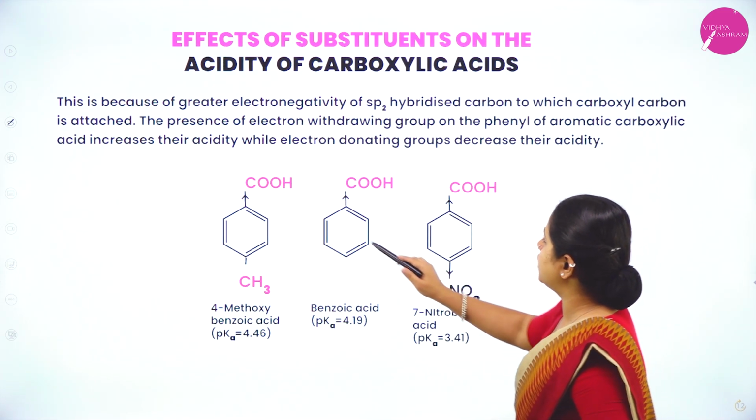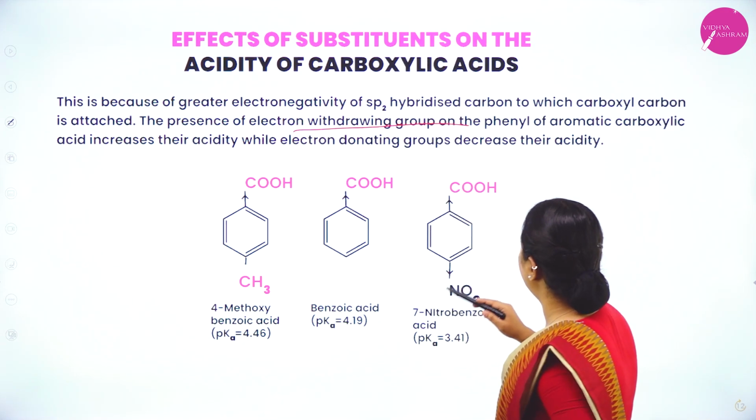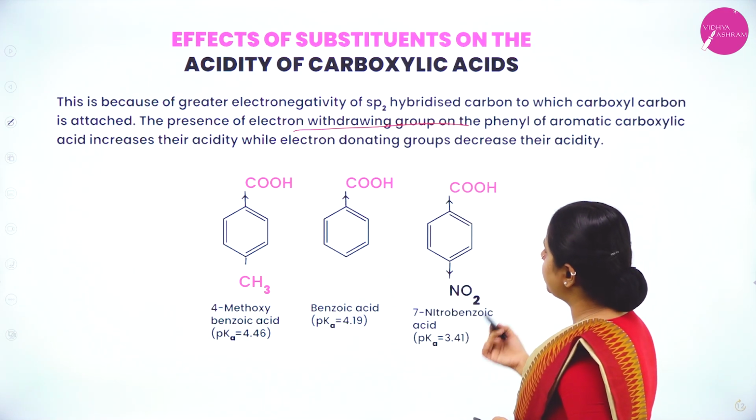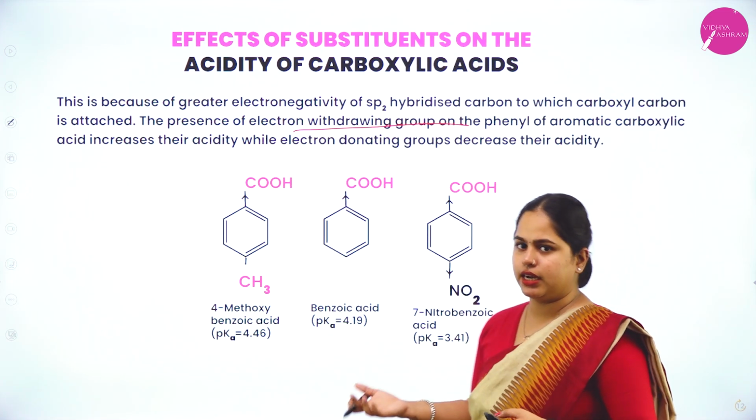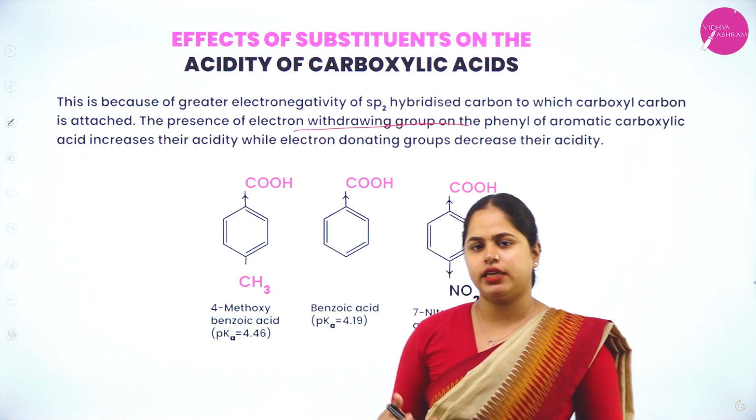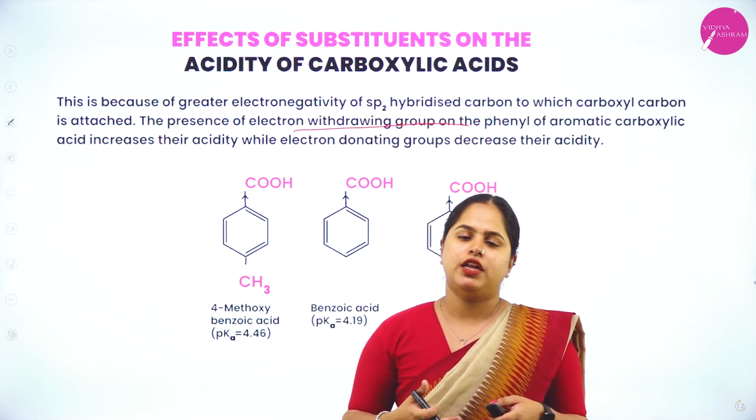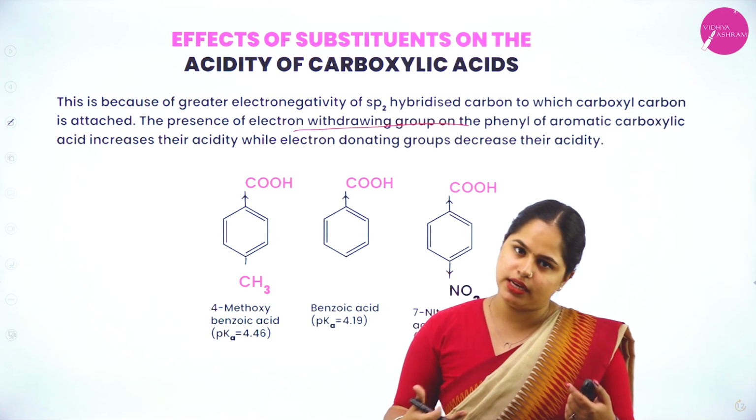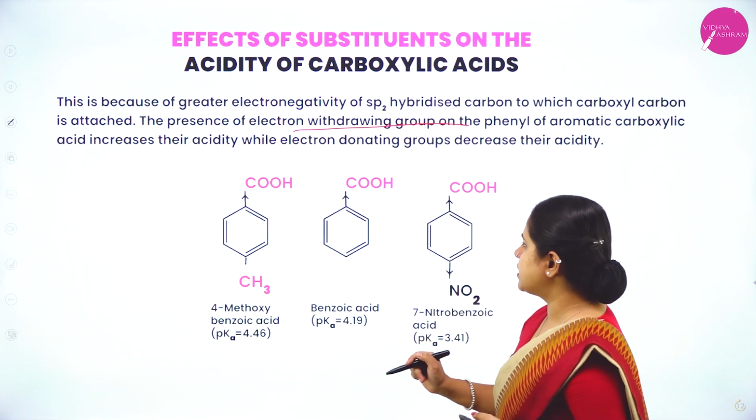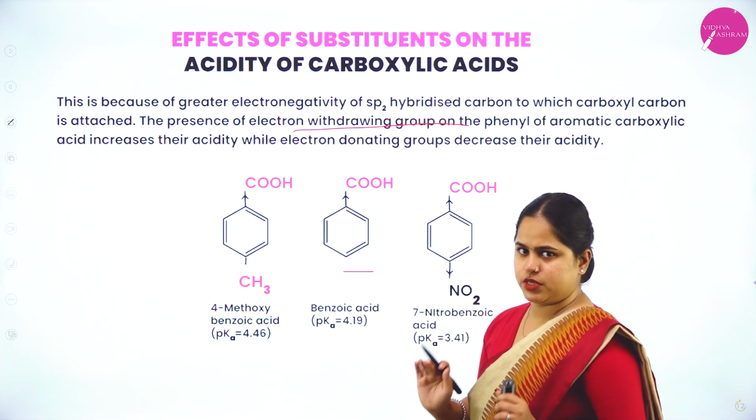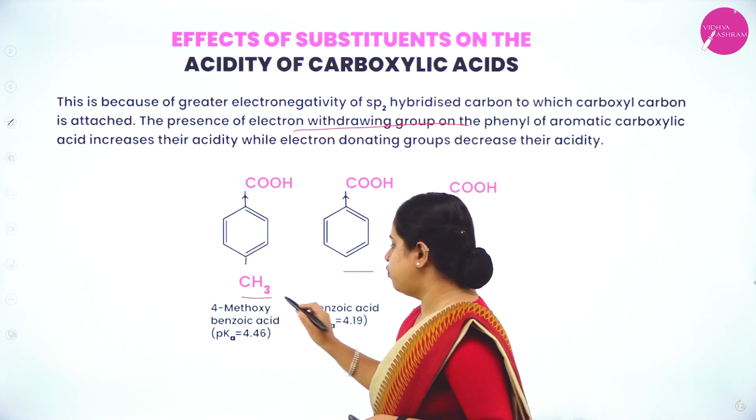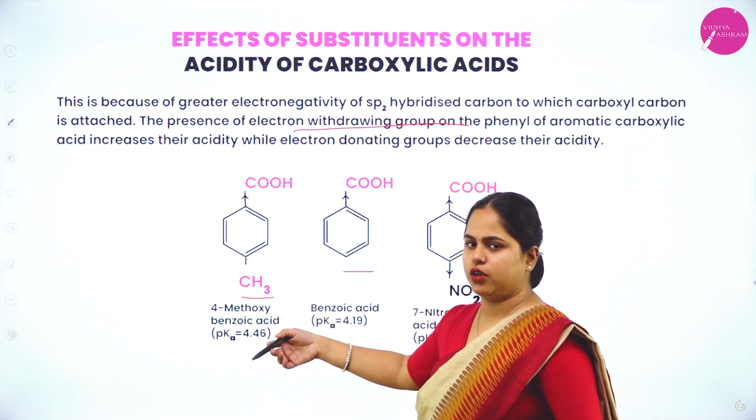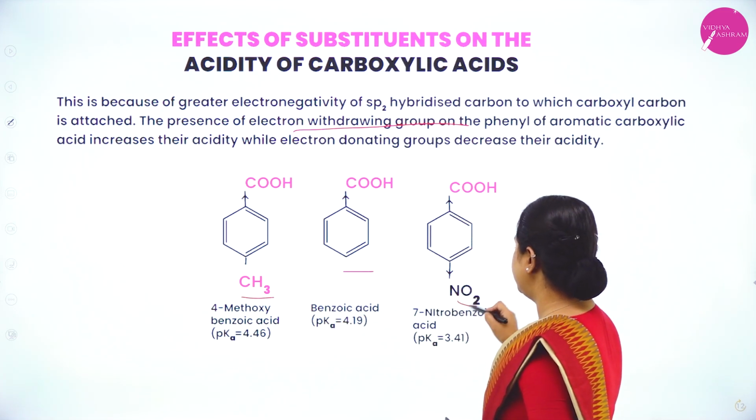The presence of electron withdrawing group upon the phenyl of aromatic carboxylic acid increases their acidity, while electron donating groups decrease their acidity. In aromatic carboxylic acids also the same thing happens. If electron withdrawing groups are present, acidity will increase. If electron donating groups are present, acidity will decrease. So, let's consider here, this is benzoic acid, the simplest one. Then you have 4-methoxy benzoic acid, that is, on the 4th carbon you have a methoxy group which is present, and you have nitro also.